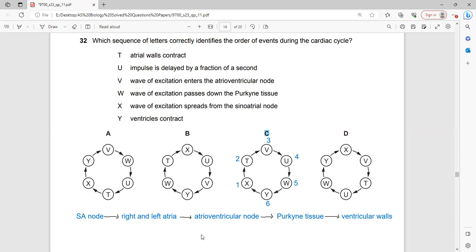So that's the sequence. So which option is following this sequence? That is the correct option. For example, number 1, X. This X is the wave of excitation spreading from the sinoatrial node. After that, number 2 is T. Atrial wall should contract. And then V, the wave of excitation enters the atrioventricular node. And then U, it will pause for a second. And then W, the wave of excitation passes to the Purkinje tissue. And after that, number 6, that's the Y. There will be the ventricle contractions, and the blood will move from the heart to outside.